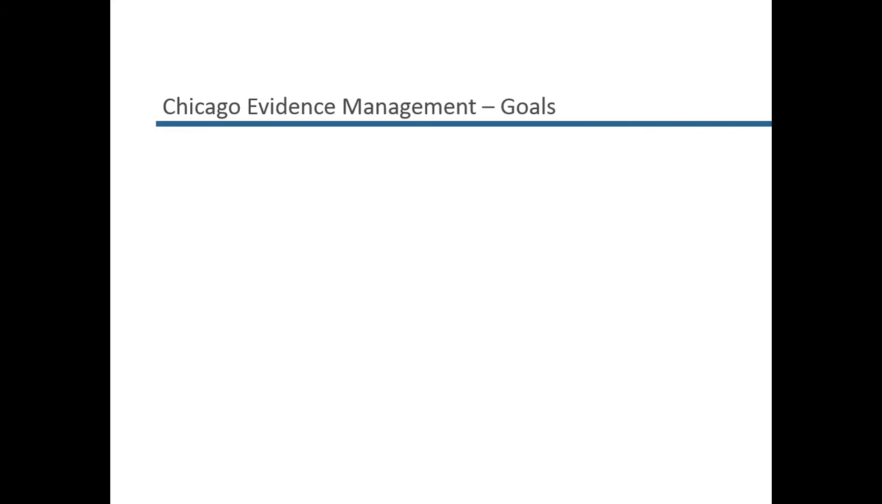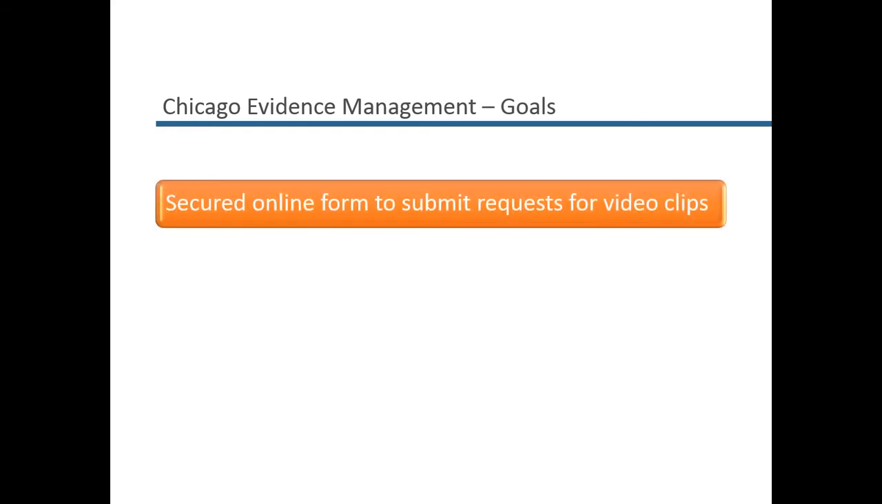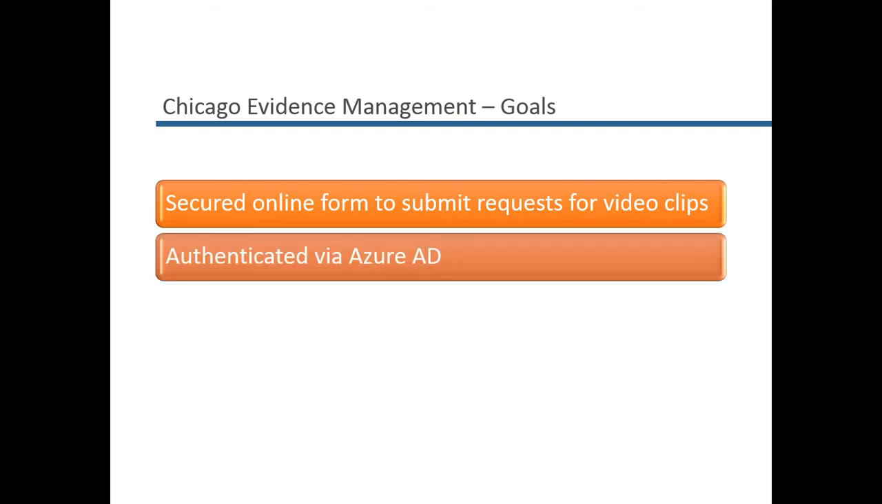First off, I want to state the goals as I understand them for the Chicago Evidence Management System. First, we want a secured online form to be able to submit these types of video requests. We might have video clips from different cameras around the city. They might be for different durations, different locations, and we need an online form to be able to submit that. We certainly don't want to be dealing with paper forms. Additionally, we want this to be authenticated, and we're going to provide this authentication via Azure Active Directory.